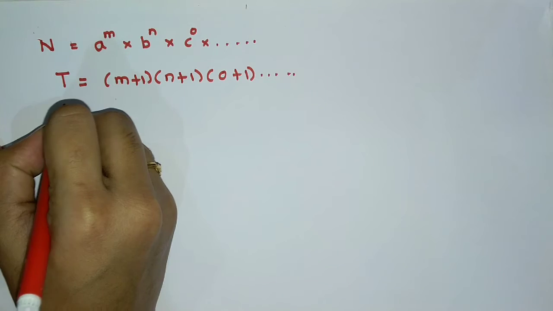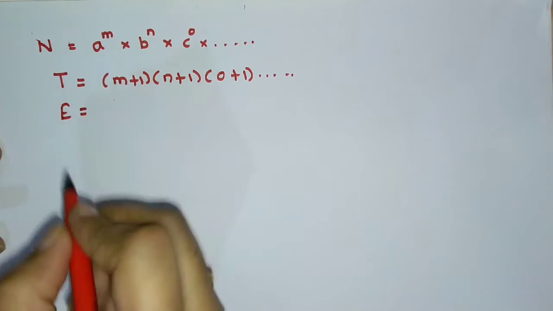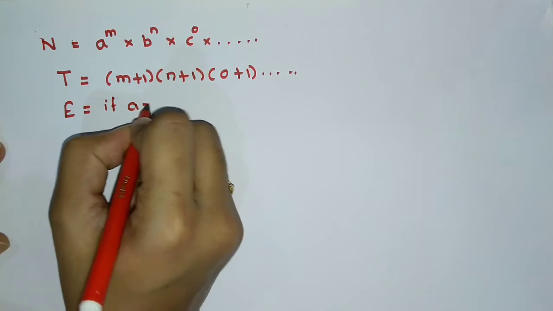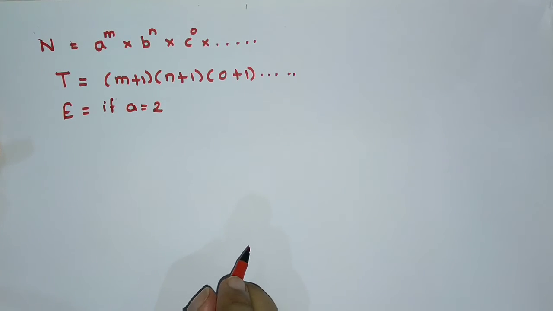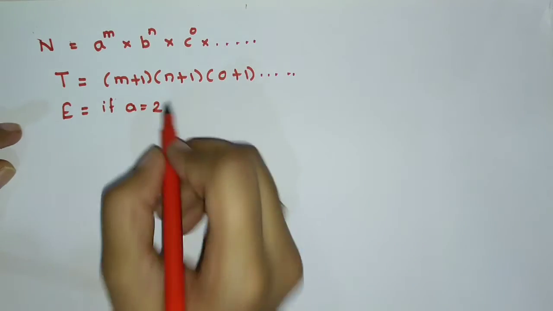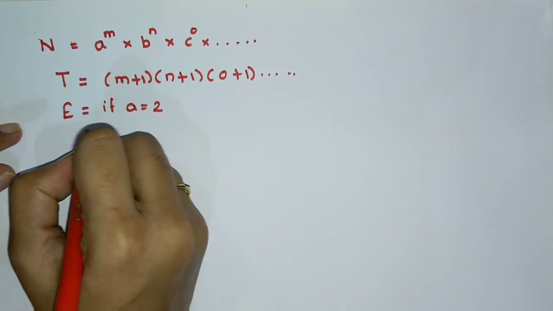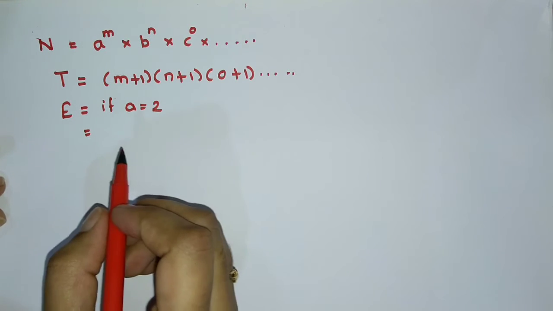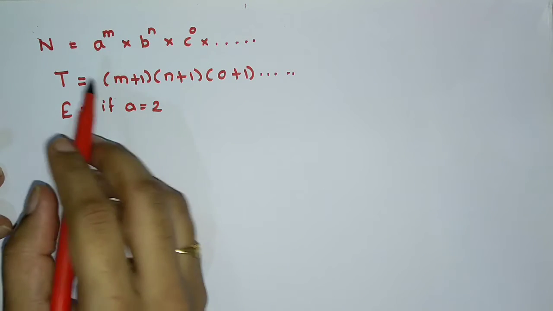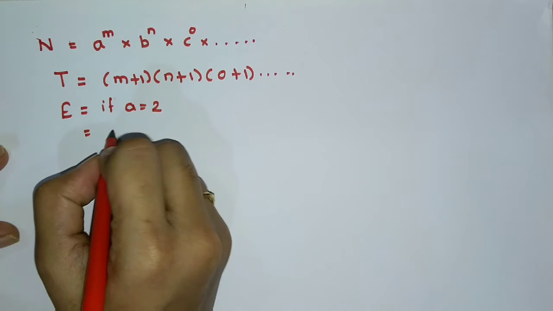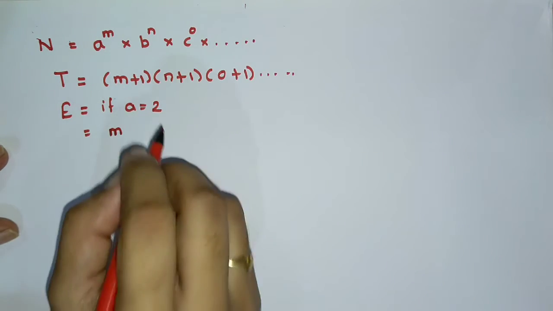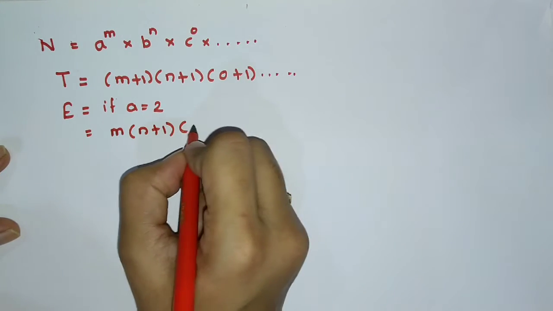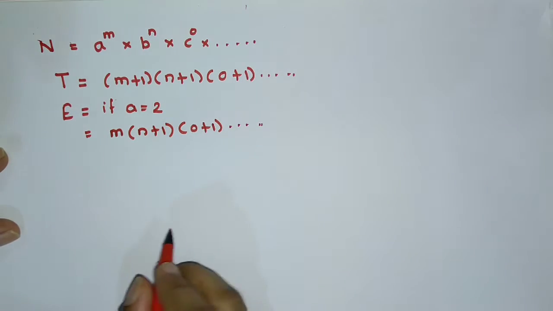Now total number of even factors. Now suppose if a is equal to 2, as we take the even factors from 2, right? If a is equal to 2, then what are the number of even factors? See, a raised to 0 is 1. 1 is not an even number, so we are not going to consider it. So there are how many terms? M terms or m numbers, then n plus 1, o plus 1 and so on.